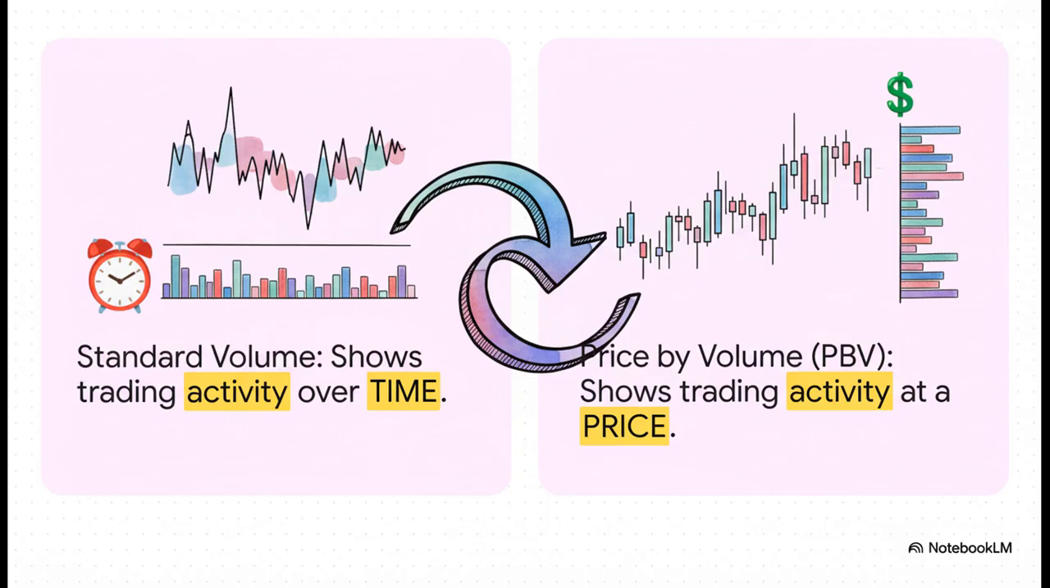The normal volume bars at the bottom of your chart show you trading activity over time. You see a big spike, you know that Tuesday was a busy day. But price by volume literally flips that on its side. It shows you trading activity at a specific price. And that one little shift makes all the difference.